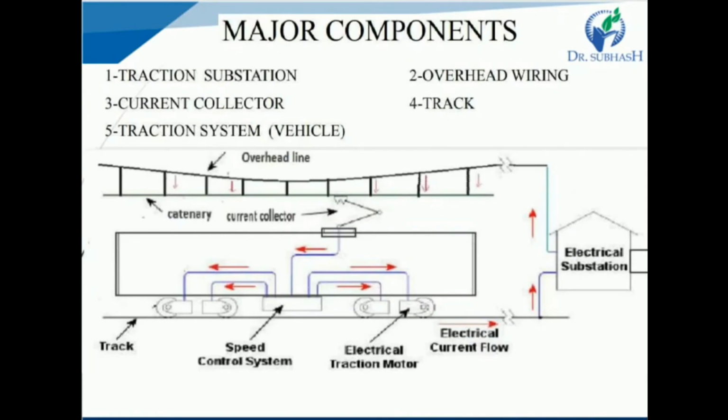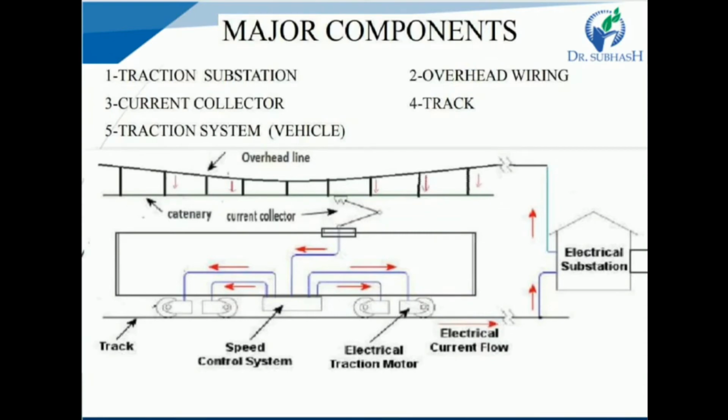The major components used in electric traction are, first, the traction substation, which provides the supply to the electric traction, and second, the overhead wire, from which the supply is coming. The third is the current collector. It is on top of the electric traction, so it will collect current from the overhead wire, which is coming from the traction substation. The fourth is the track, which gives the direction and the path for the electric traction. And the fifth is the traction system, or we can call it the vehicle.